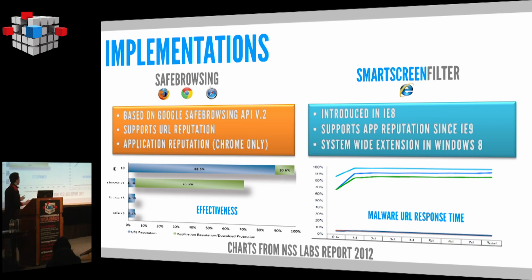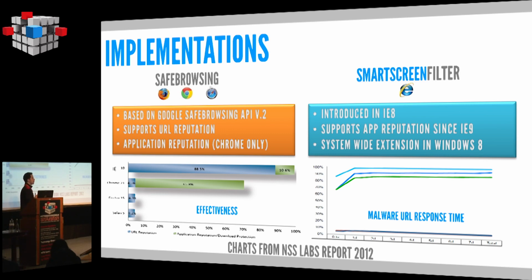There are two basic implementations of these technologies. On one side, Safe Browsing by Google, which is also used on Firefox and on Safari. It's based on Google Safe Browsing API version 2. It supports URL reputation, so every URL is provided with a ranking. And Chrome also supports application reputation.